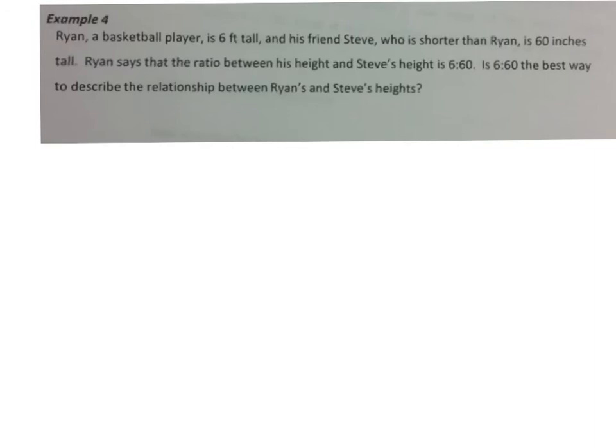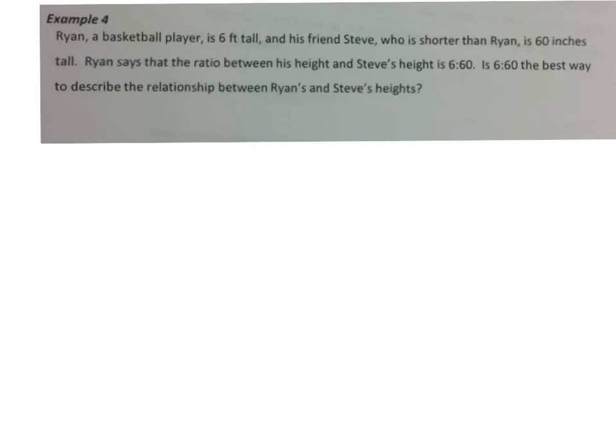On question number 4, it says Ryan, a basketball player, is 6 feet tall. And his friend Steve, who is shorter than Ryan, is 60 inches tall. Ryan says the ratio between his height and Steve's height is 6 to 60. Is 6 to 60 the best way to describe the relationship between Ryan's and Steve's height?